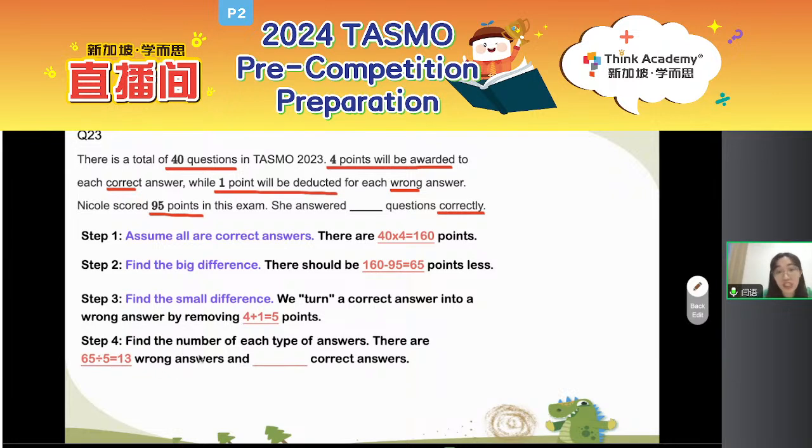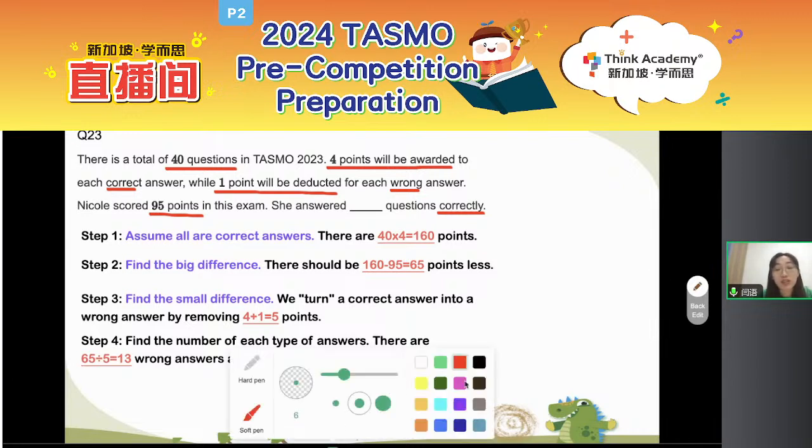So we have 13. So if there are 13 wrong answers, then how many correct answers are there? Pay attention, 13, that is the number of wrong answers. So to figure out the number of correct answers, you need to subtract 13 from the total number of questions. 40 minus 13 equals 27. Okay. So actually you see that for such question, that is another form of chicken rabbit problem, right?